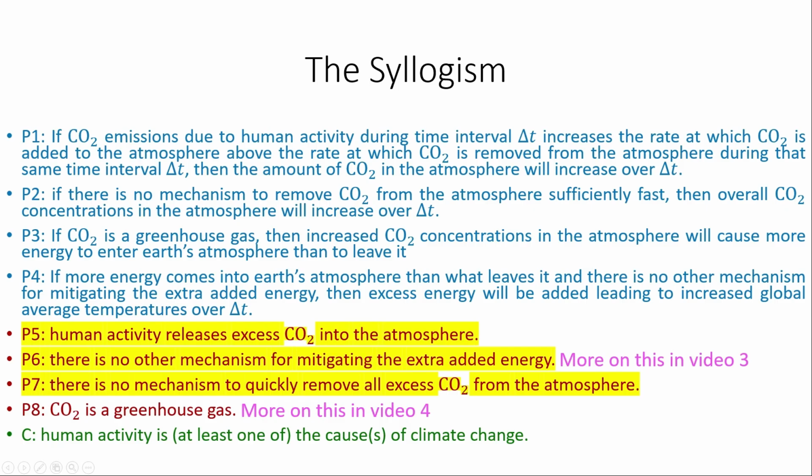So in this video, what I just want to point out is that we have somewhat established all three of these right here. I think P5 is the one that is most established by this video, but P6 and P7 are also at least partially established in this video. But we will lend further support for those in the next few videos. Then P8 is going to be covered in video 4, so we'll talk about that quite a bit in video 4, and we will have established all 4 of these by the end of the last video. And so that's how we know that human activity is at least one of the causes of climate change.